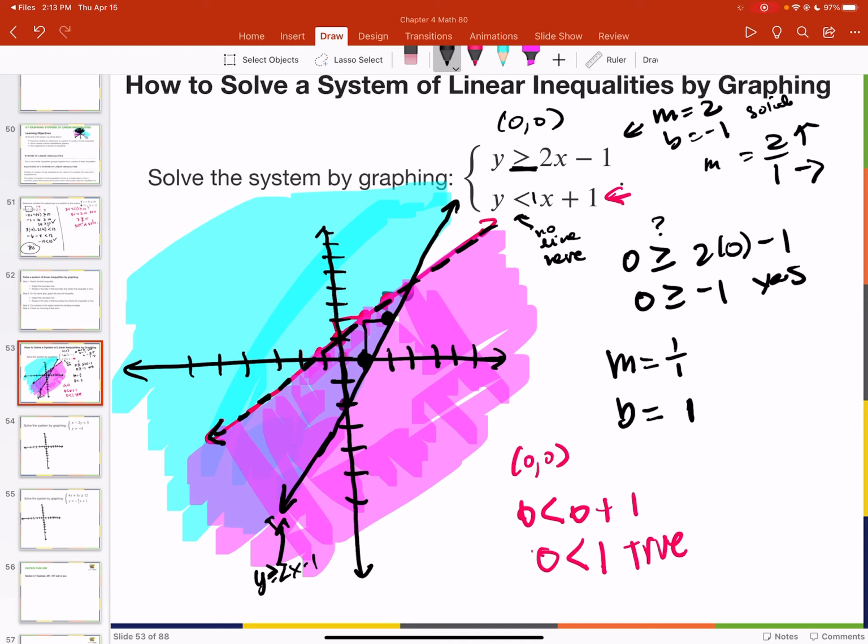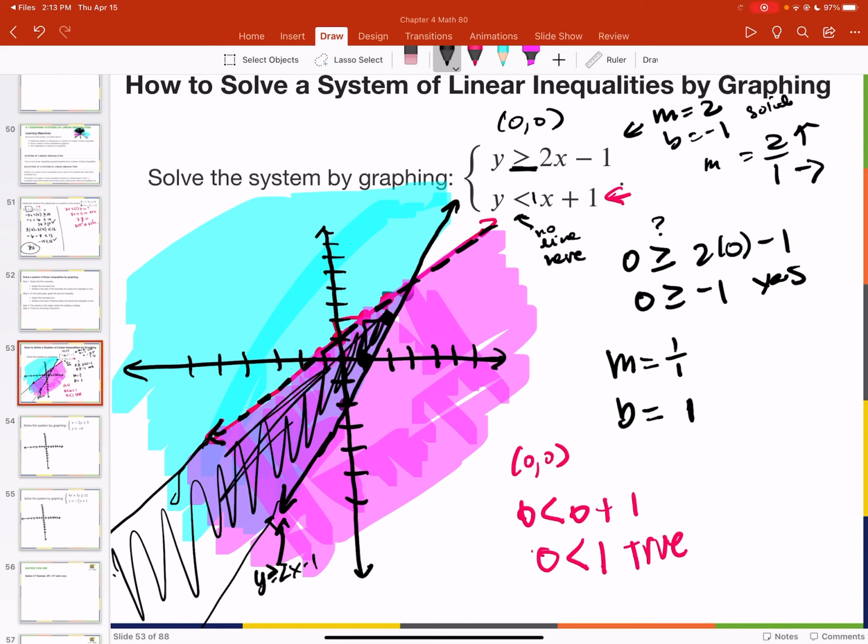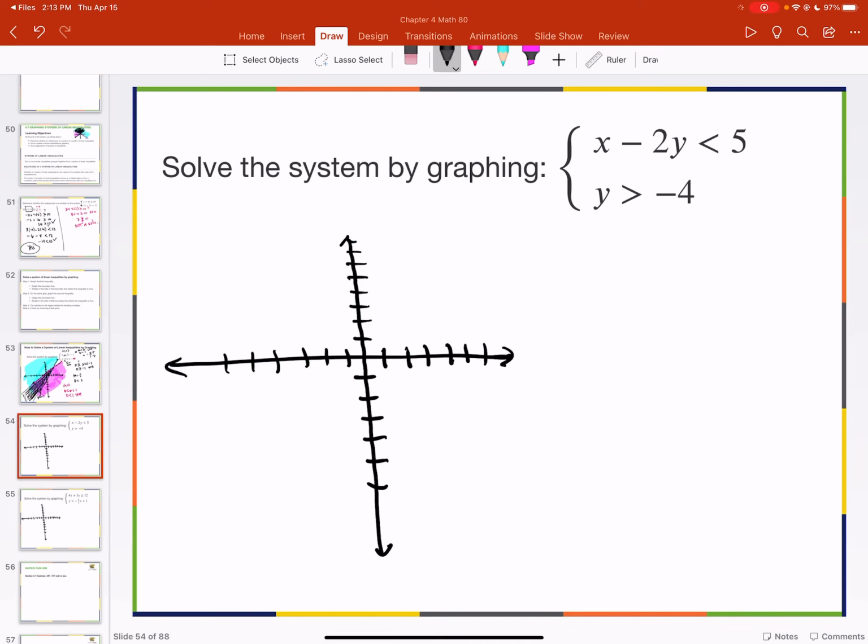And so the answer actually is this region right here, like all of this, this part right here that's shaded together, okay, where the shading intersects, okay? So that's it. That's the answer. That's the system, solving it by graphing.